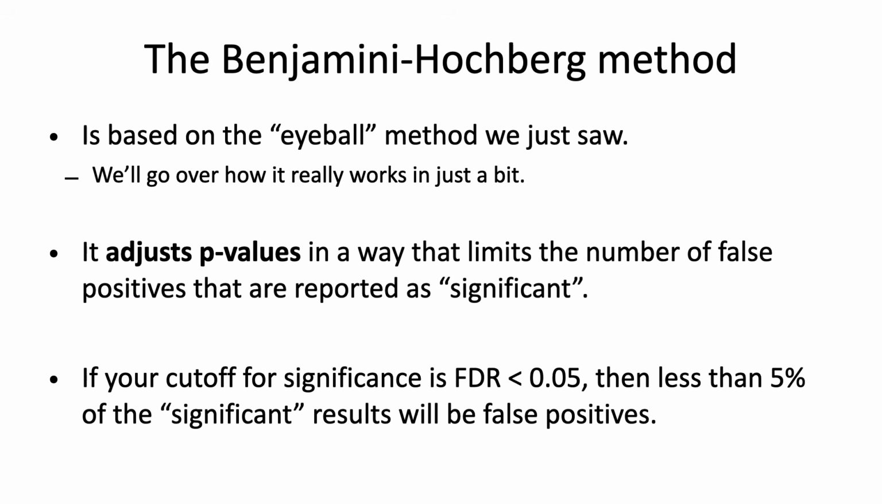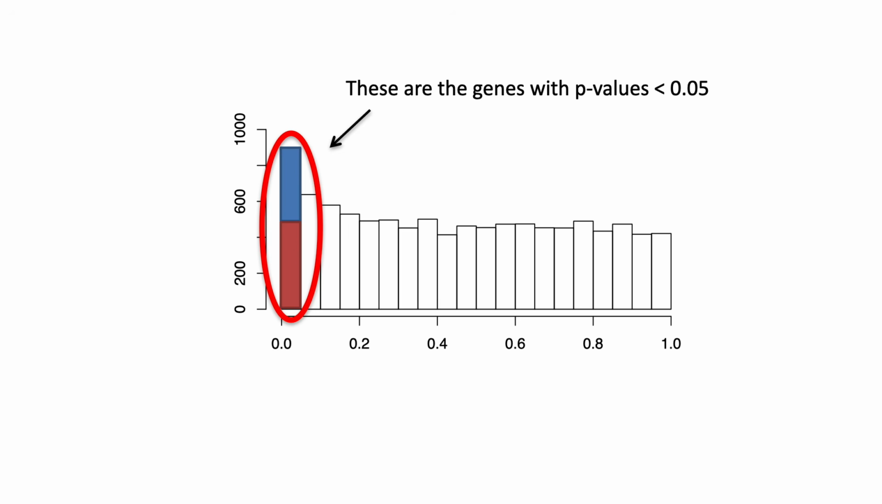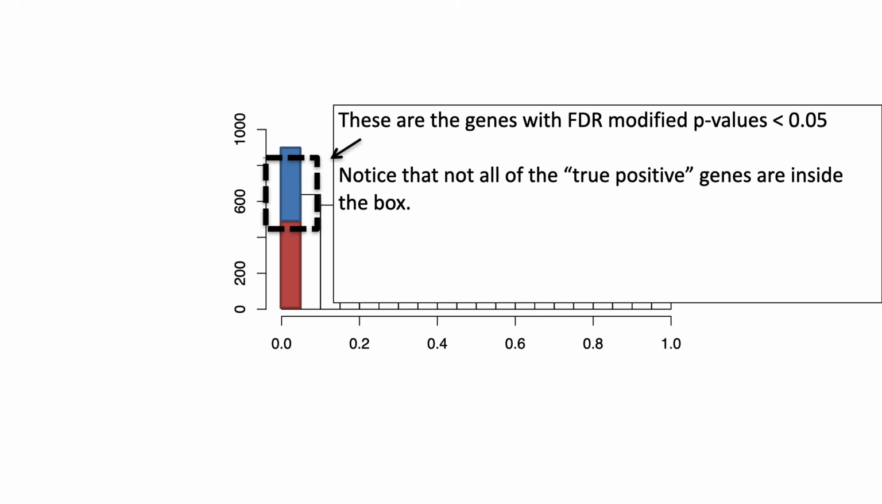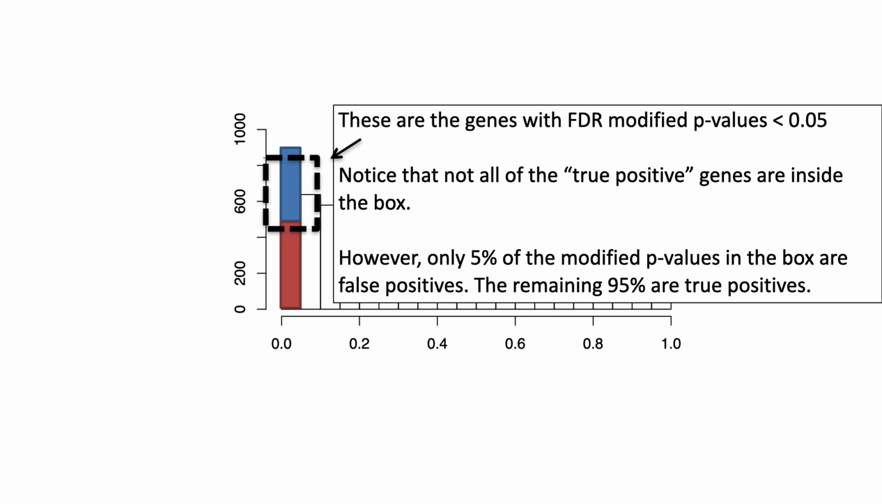If your cutoff for significance is FDR values less than 0.05, then less than 5% of the significant results will be false positives. In other words, these are the genes with p-values less than 0.05. The black box shows the genes with FDR modified p-values less than 0.05. Notice that not all of the true positive genes are inside the box. However, only 5% of the modified p-values in the box are false positives. The remaining 95% are true positives.